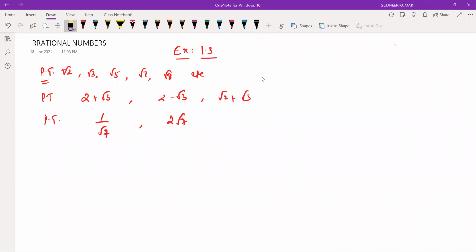So in this topic, we are going to prove these are irrational numbers. Out of these, the important one is: prove that root 2, root 3, root 5 or root 7 are irrational numbers. Based on that, these also we can prove easily whether they are irrational numbers. So let us see the first one.